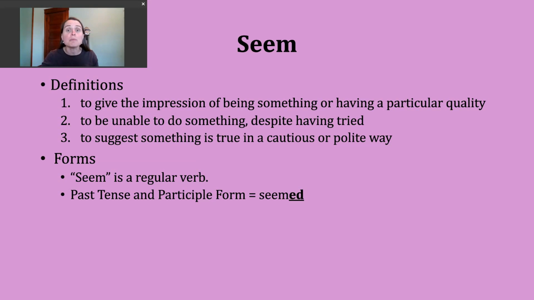Now, a second way you might hear or see the verb seem used is to mean to be unable to do something despite having tried. When I think of this second definition, I think of the phrase, "I can't seem to remember." So I'm using the modal can't with my verb seem here. I'm unable to remember is what I'm trying to convey with a sentence like that.